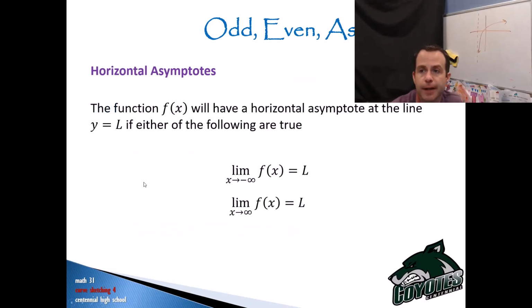The function f of x will have a horizontal asymptote at the line y equals L if either of the following are true. Either the limit as x approaches negative infinity is L, or the limit as x approaches positive infinity is L. Okay, I don't need it to go for both directions of infinity. I only need it to go in one direction of infinity to call it a horizontal asymptote.